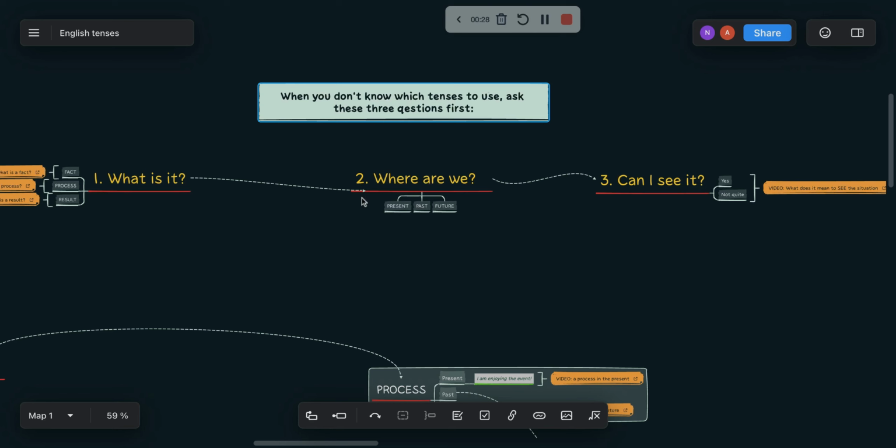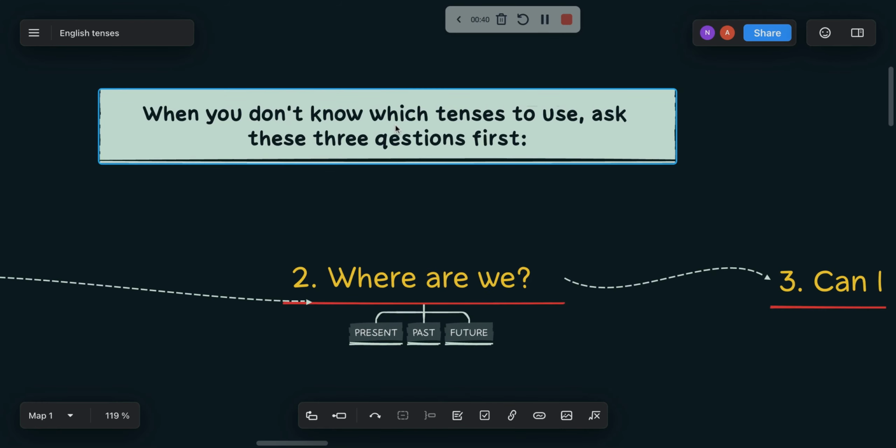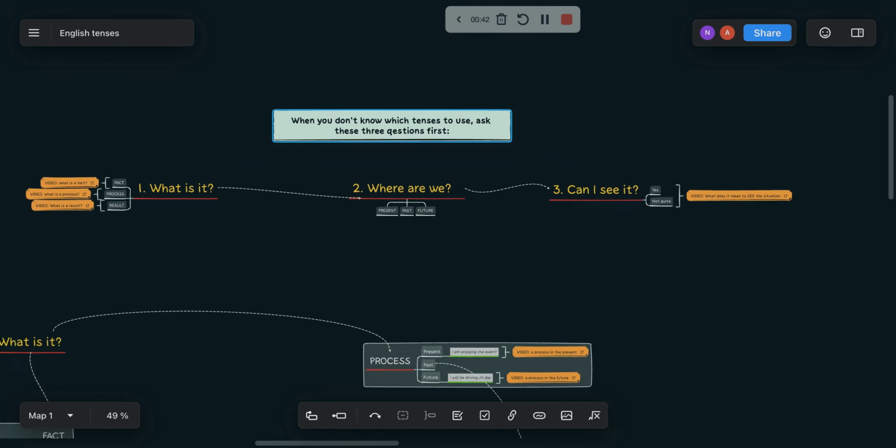And the second scenario is when you practice your speaking, especially your spontaneous speaking skills, and you record yourself. I want you to consult this mind map as well. As you see from the title, when you don't know which tenses to use, ask these three questions first. This is where you begin.